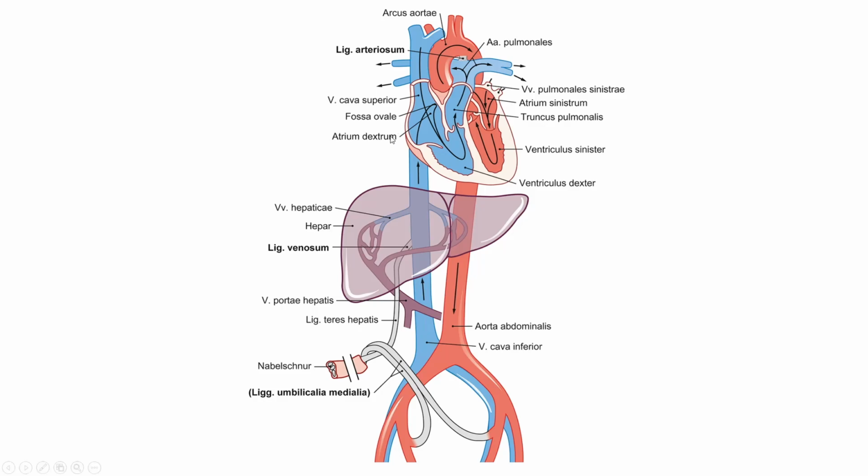Yes, here again the atrium dextrum, ventriculus dexter, the ventriculus sinister, and the atrium sinister. Here the aortic part, the liver. Here, like I said, the ligamentum venosum out of the ductus venosus, and then we also have a second ligament, the ligamentum teres hepatis, which was also before it a vein.